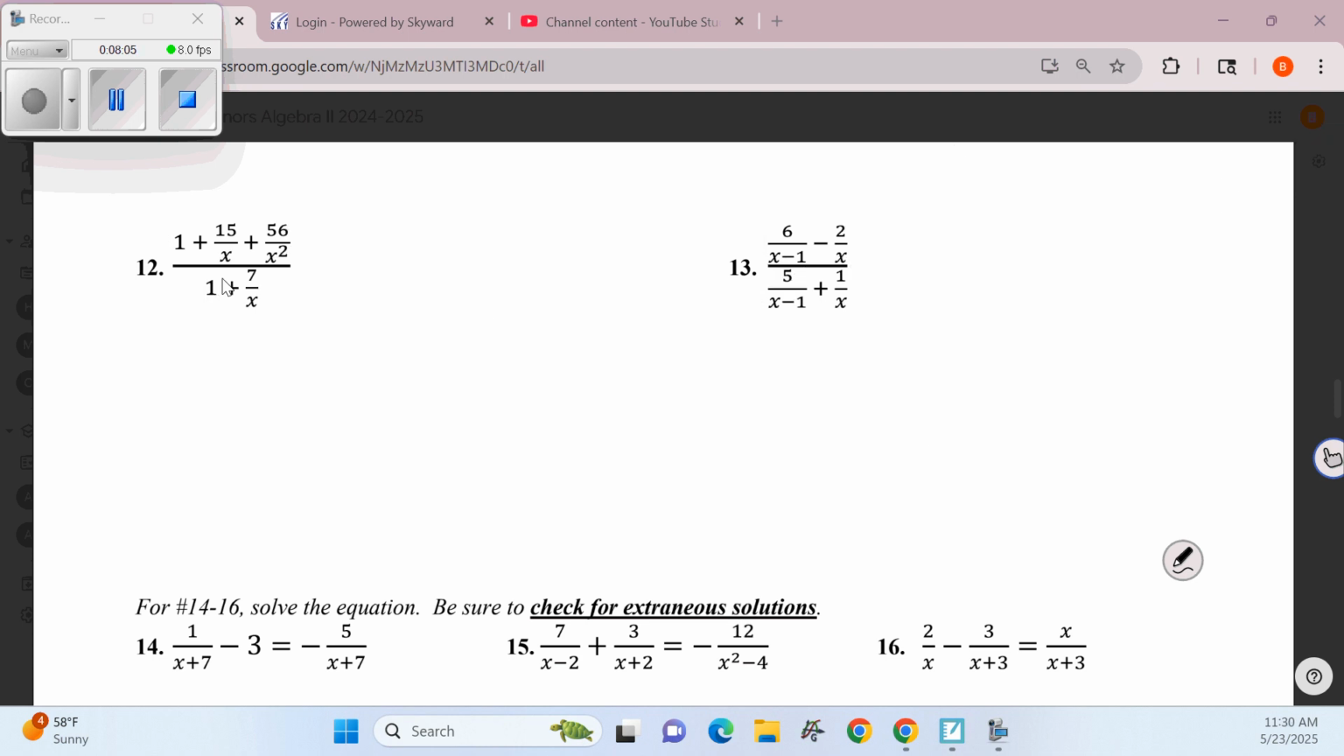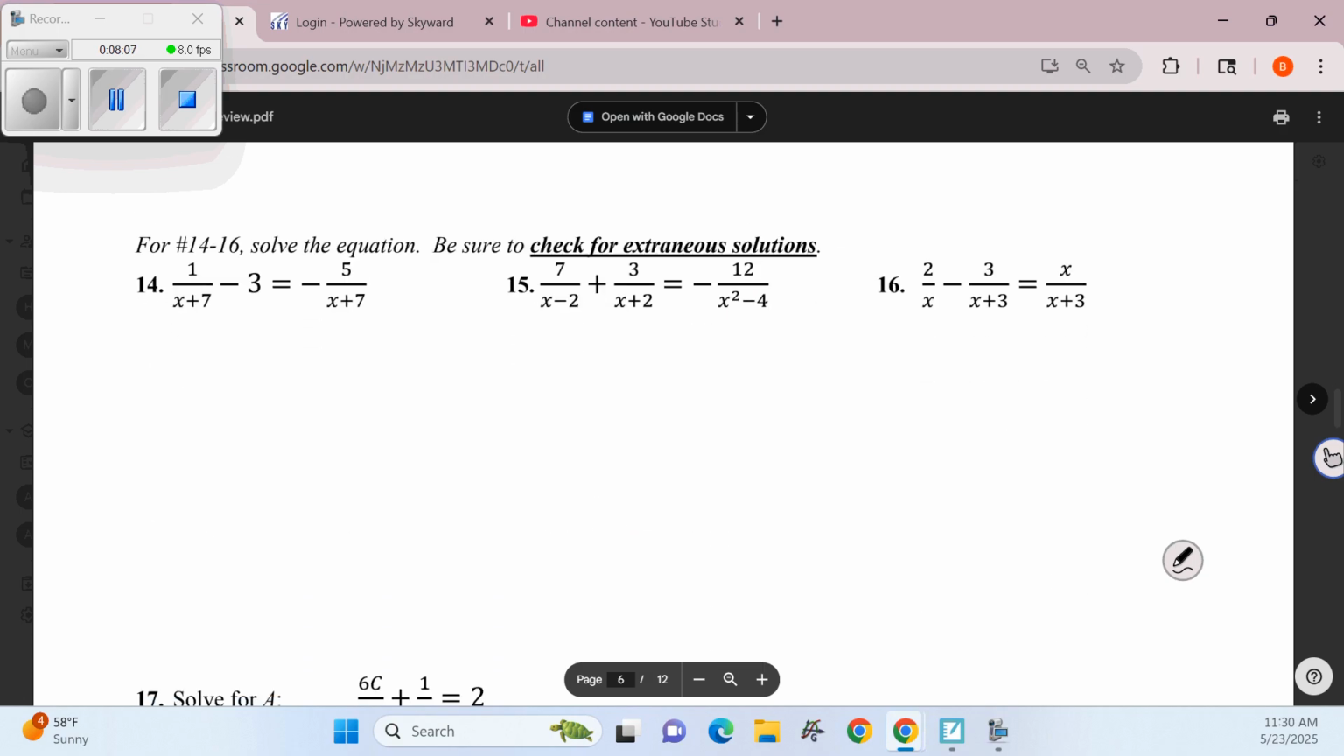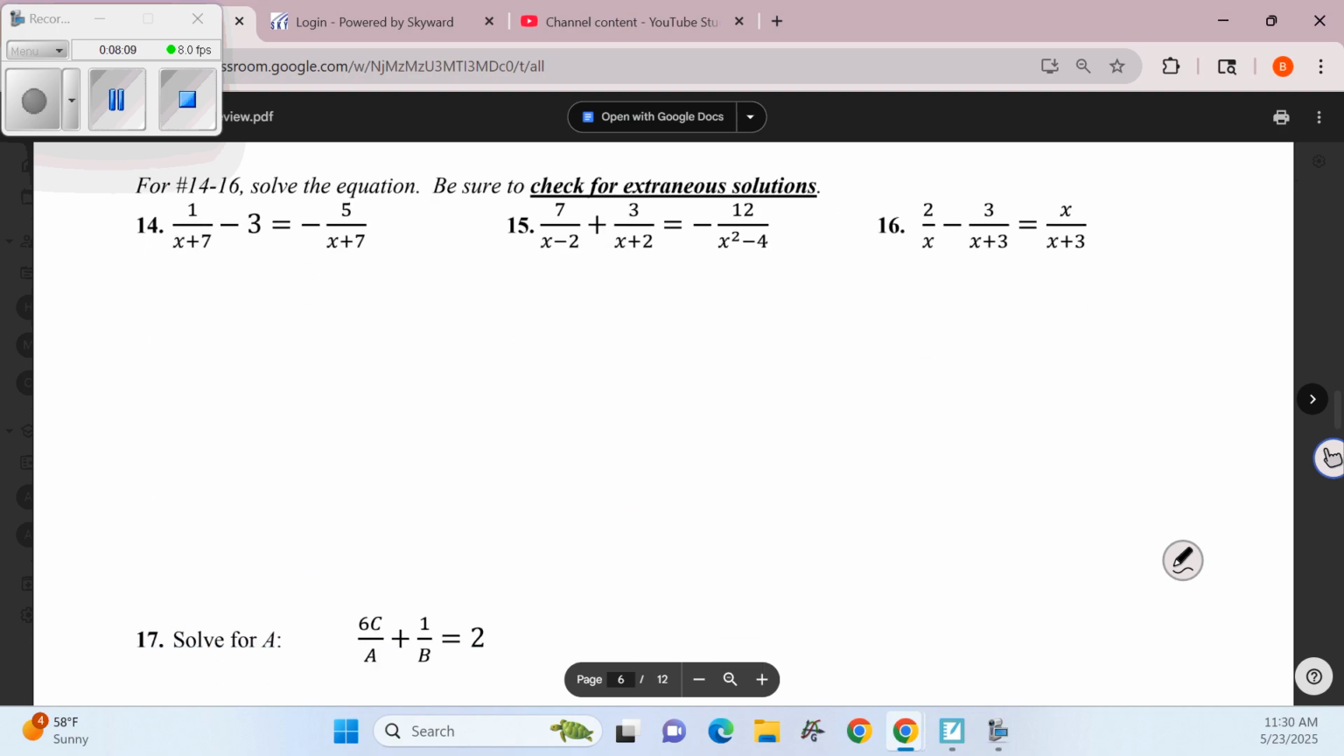To solve rational equations, this LCD notation still plays in here. We want to multiply the entire equation through by the x plus 7 to clear all the fractions. So in that first fraction, the x plus 7's would drop. We'd be left with just 1 minus. We still have to multiply the 3, even though it's not a fraction, by the x plus 7. And over here, the x plus 7's would drop, leaving us with the minus 5. Careful with the negative sign there not to miss it.